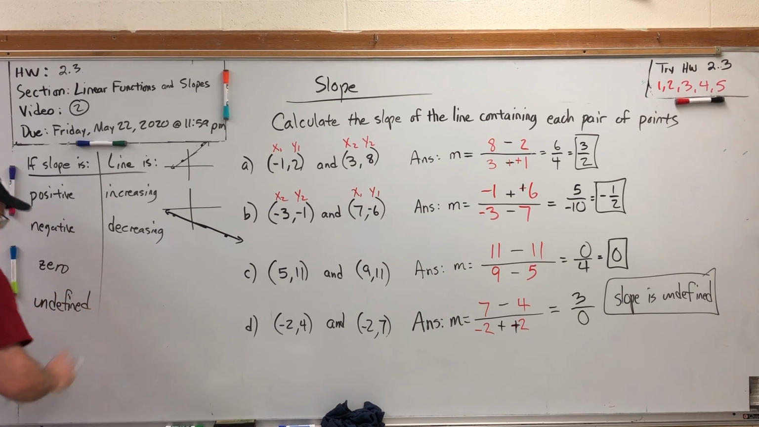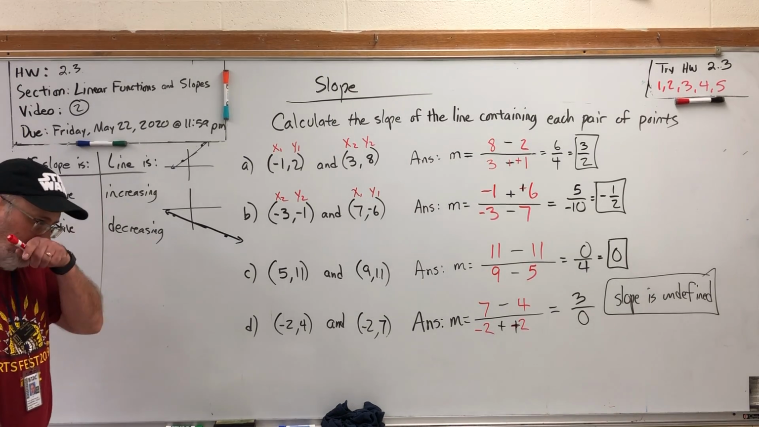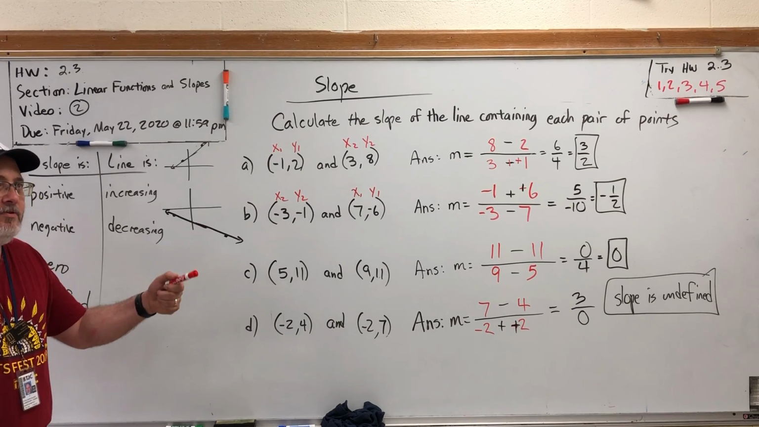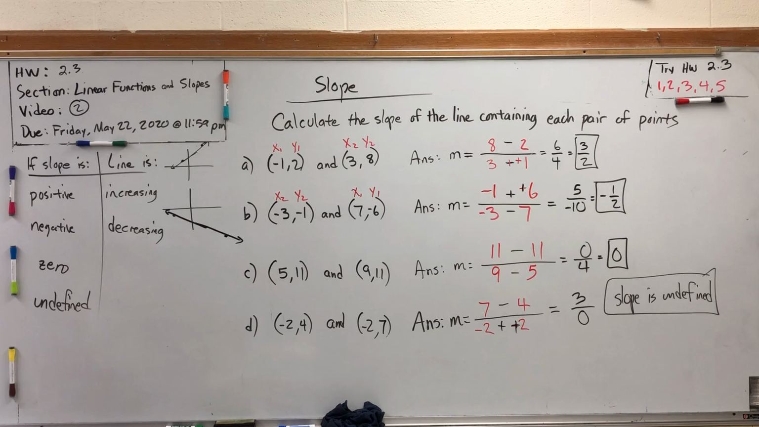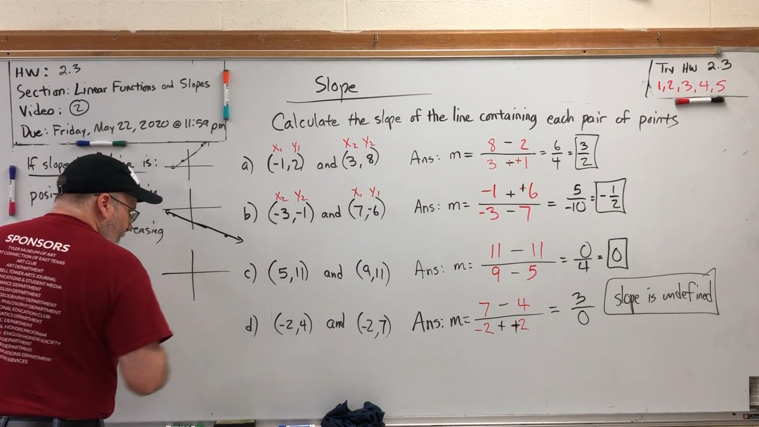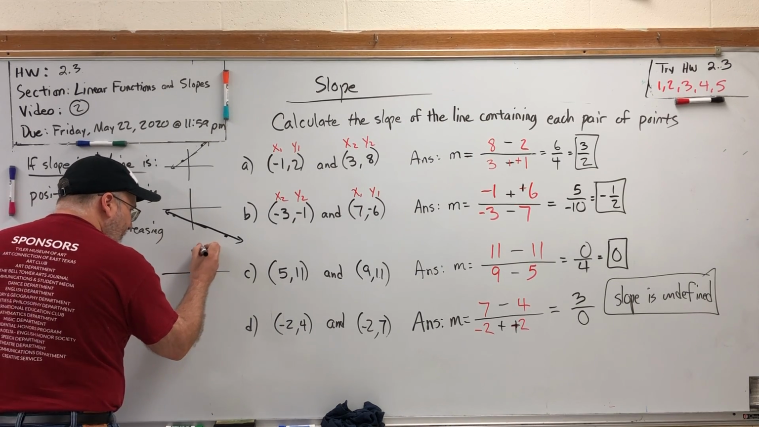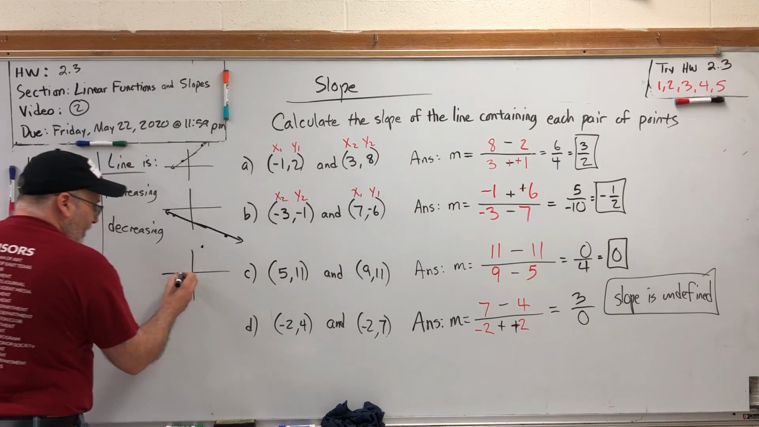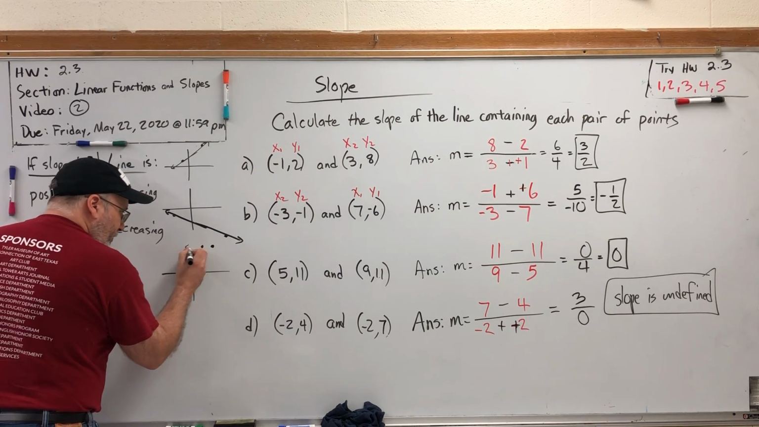Well, what do you think will happen there? Well, it can't be increasing or decreasing, so how can a line be neither increasing nor decreasing? Oh, wait, increasing, decreasing, constant, also known as horizontal. Which of these lines is horizontal? Let's graph them and see. Part C, 5, 11 is over 5 and up really high. 9, 11 is over 9 and up the same amount. So we get a horizontal line.